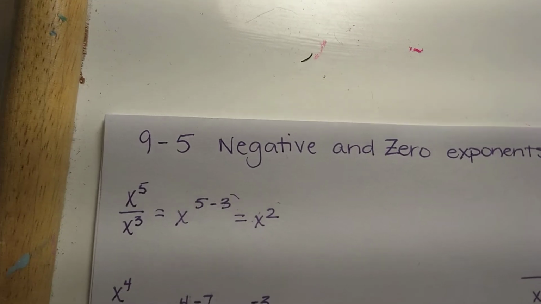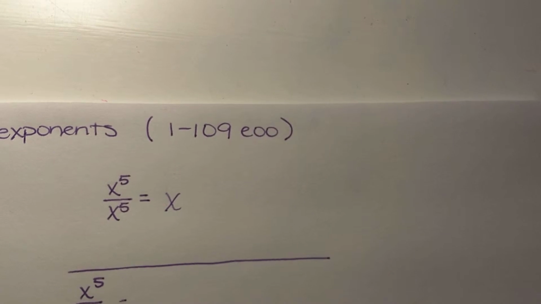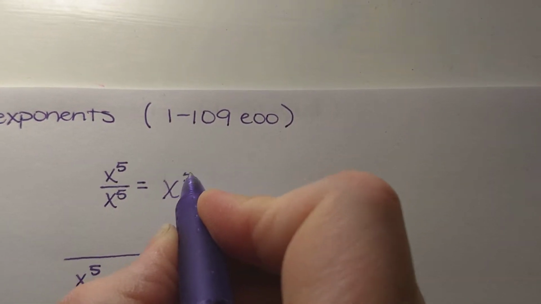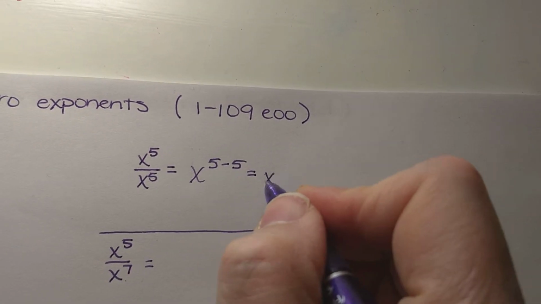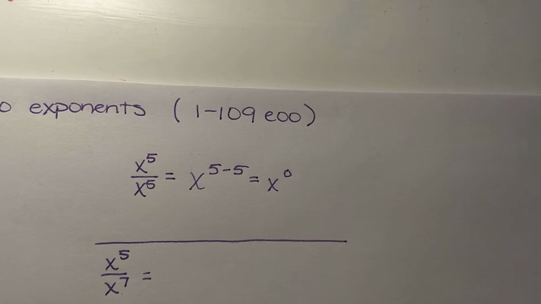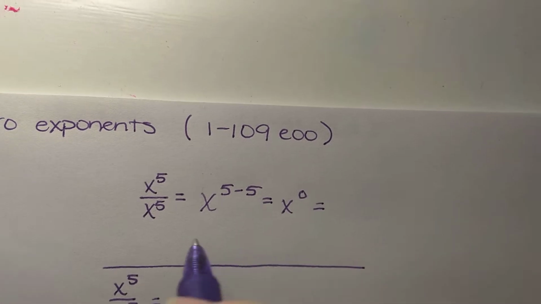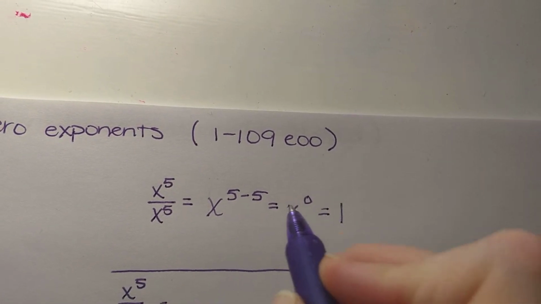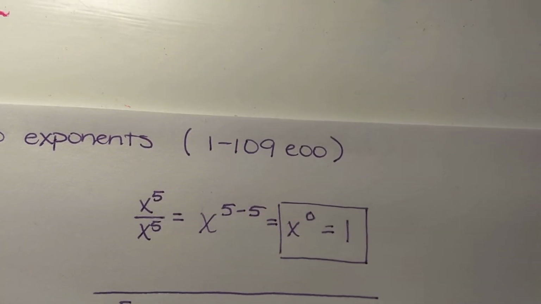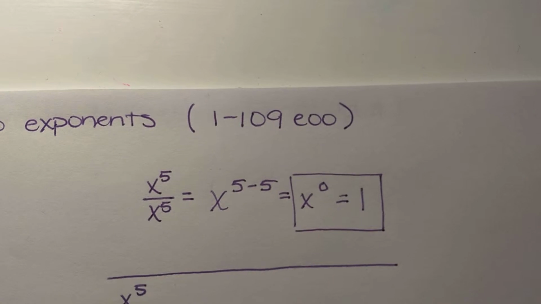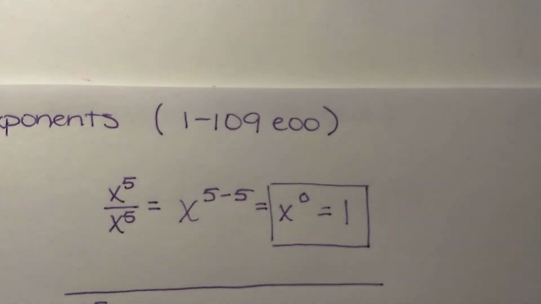If I'm going back to my rules of exponents, x to the fifth over x to the third is equal to x to the 5 minus 3. So x to the fifth over x to the fifth is equal to x to the 5 minus 5. And 5 minus 5 is 0. So x to the fifth over x to the fifth is equal to x to the 0, and that also, as we know, any number divided by itself is 1. So here is our definition of zero exponents. Any non-zero number to the 0 power is equal to 1.